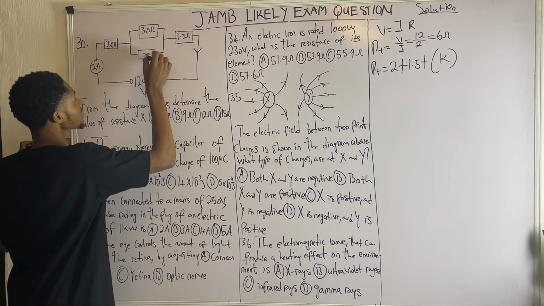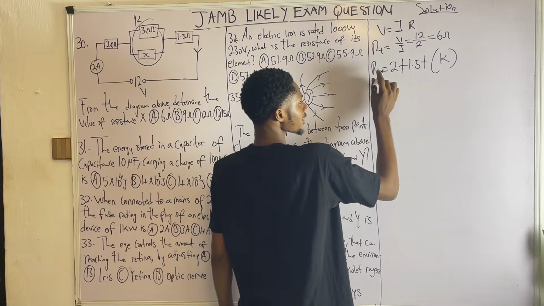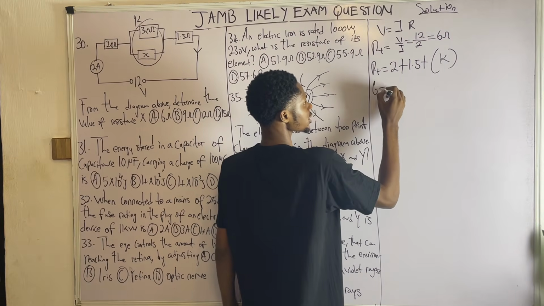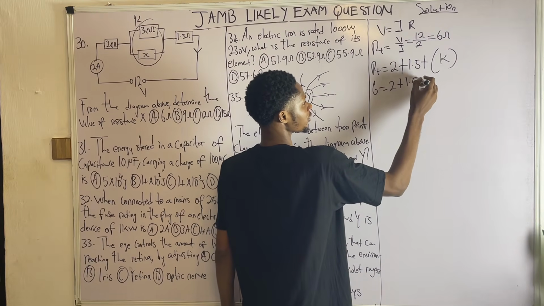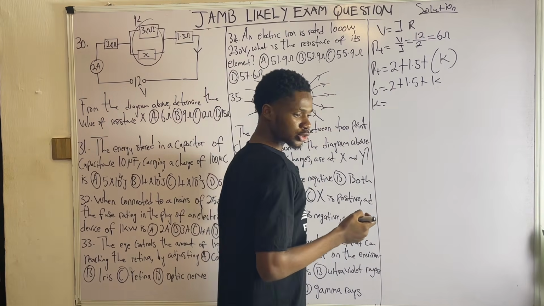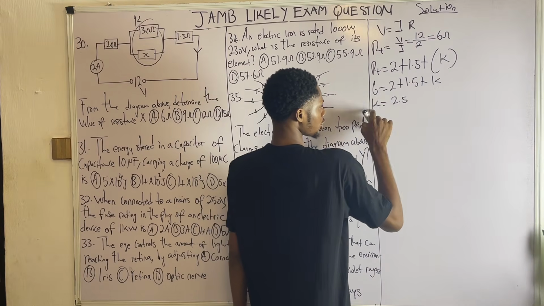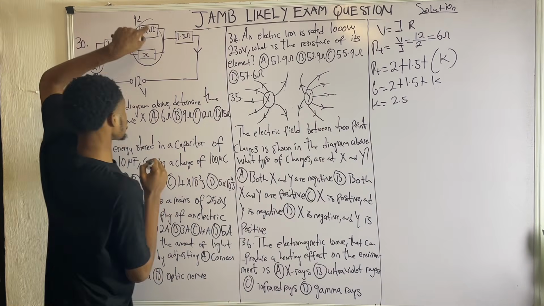So the total resistance here, we are calling it K. From here, the total resistance we got was 6. So we have 6 is equal to 2 plus 1.5 plus K. So K is equal to 6 minus 2, that's 4. 4 minus 1.5 is 2.5. So the total resistance here is 2.5.